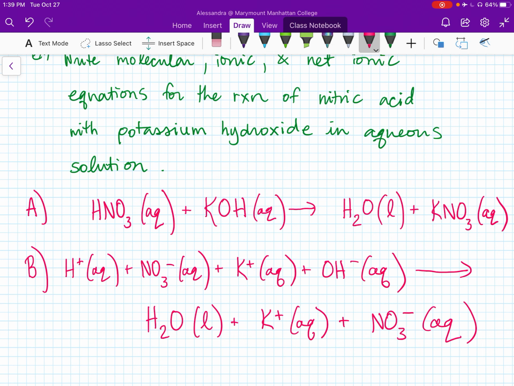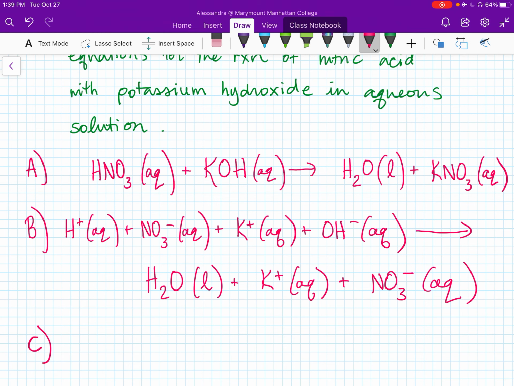And you will notice that certain species are the same on both sides of the reaction. So that means that when I write the net ionic equation, I can cancel out species that are spectator ions. So potassium, for example, is the same on both sides of the chemical equation. It's a spectator ion that doesn't change over the course of the reaction. Nitrate as well is a spectator ion. It doesn't change over the course of the reaction. So the net ionic equation boils down to H plus plus OH minus, giving liquid water.